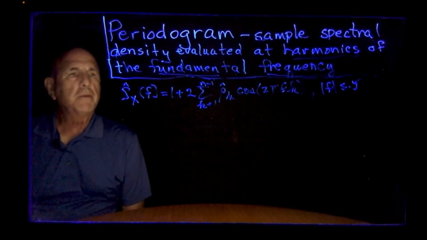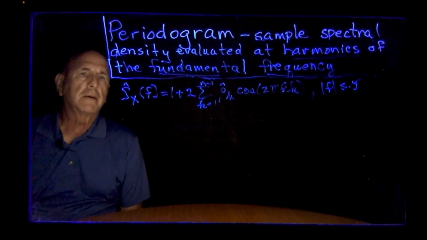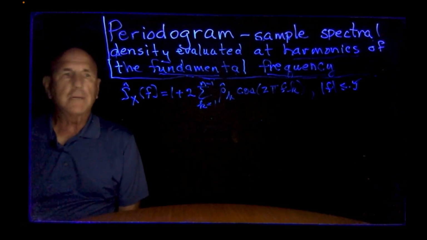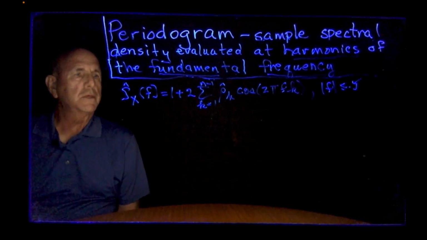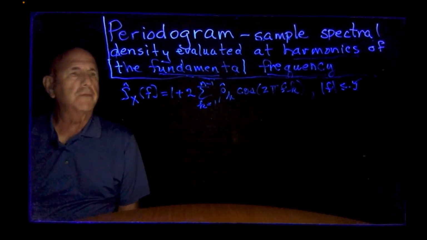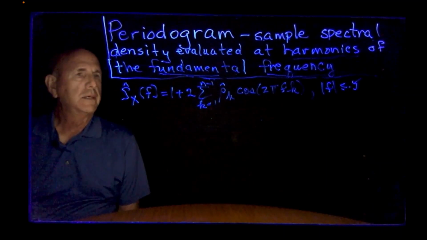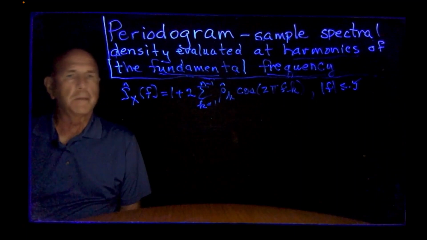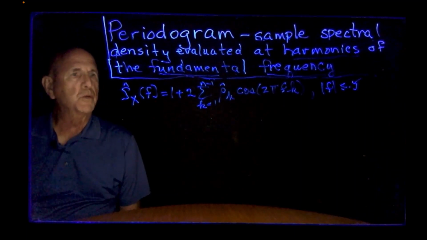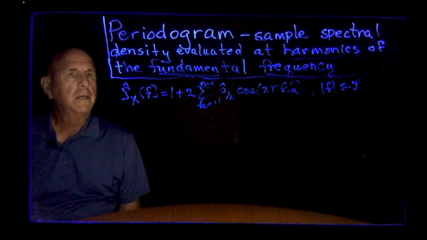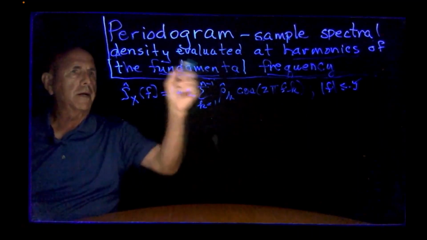So some things to remember about the sample spectral density. One thing was it was very erratic in behavior, and we didn't really use that as our measure of the periodic behavior. We actually wanted to smooth that and use the Parzen smoothed version of the spectral density. So we need to talk about harmonics and fundamental frequency.